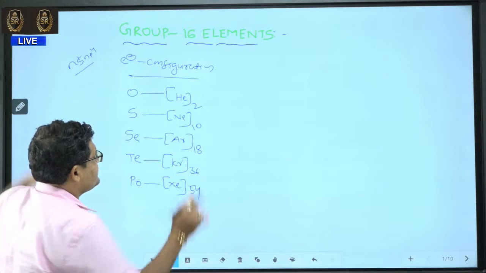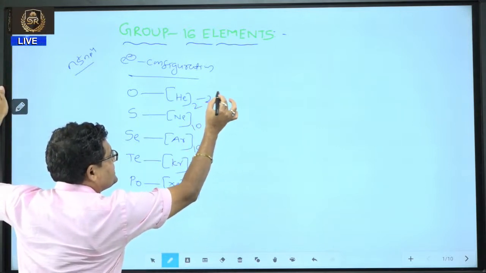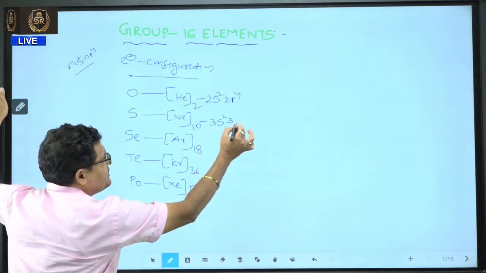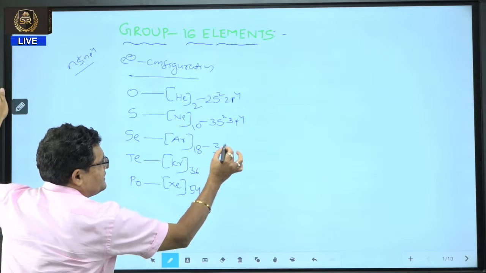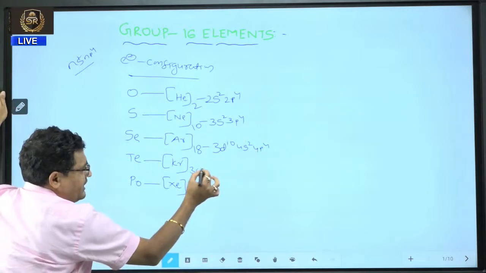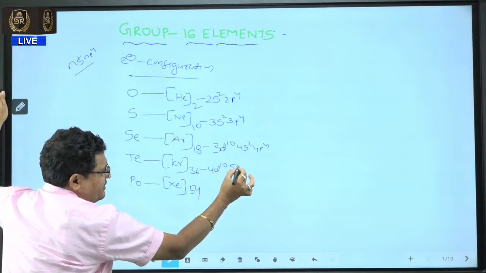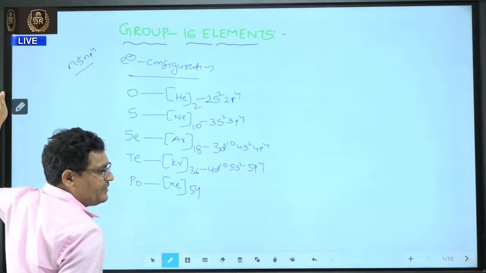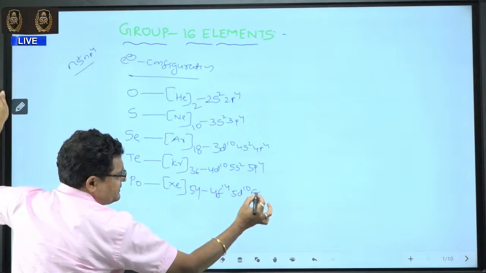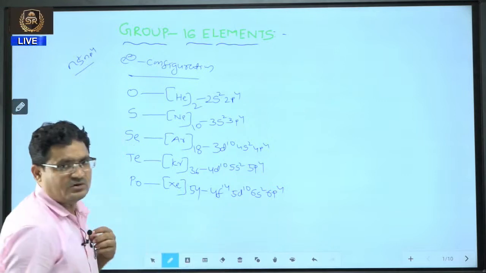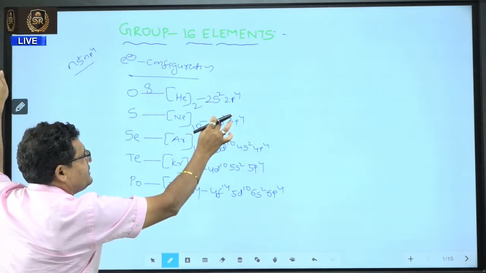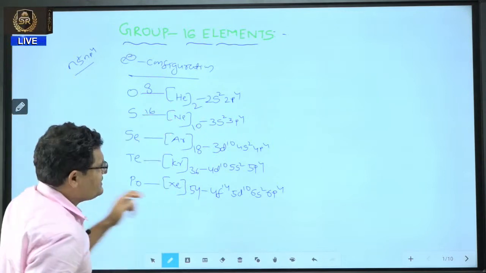Now its electronic configuration is here 2s2 2p4, here 3s2 3p4, here 3d10 4s2 4p4, then 4d10 5s2 5p4, and this is 4f14 5d10 6s2 6p4. Now its atomic numbers are 8, 16, 34, 52, 84, built on the noble gas cores 2, 10, 18, 36, 54 and 86.